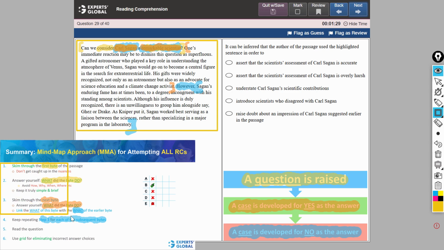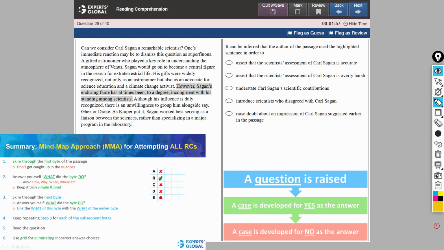We completed the first 4 steps, and now we must go about reading the question stem. We see that it is a purpose of a highlighted sentence question. This is one of the most important sentences in the passage. This is where a case for developing no as the answer to this question begins. Otherwise, in the preceding part of the passage, it was all positive stuff about our scientist.